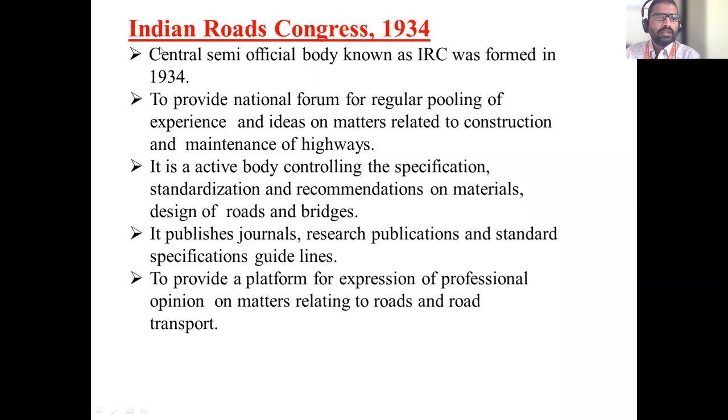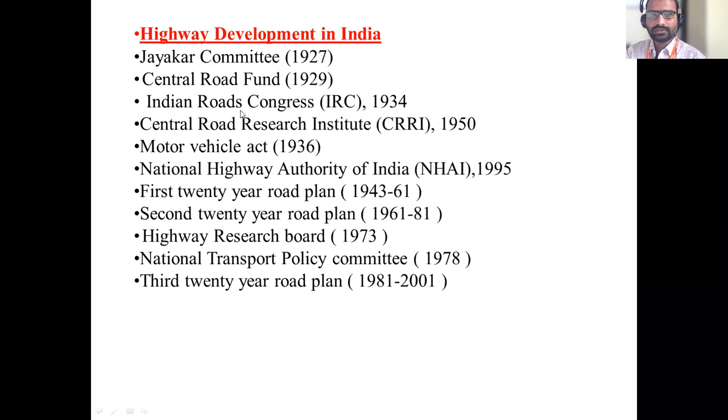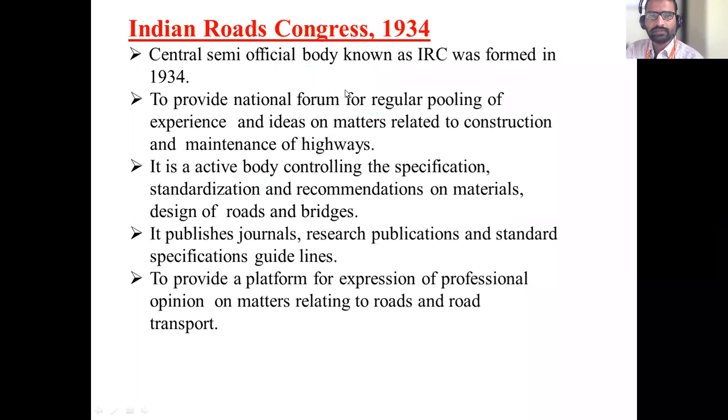Indian Roads Congress, established in 1934, correct? Here we have seen Indian Road Congress established in the year 1934. So what is this Indian Road Congress? IRC. Everywhere we are calling it IRC. What is the main importance of the IRC? It is the central semi-official body, known as IRC, formed in the year 1934.